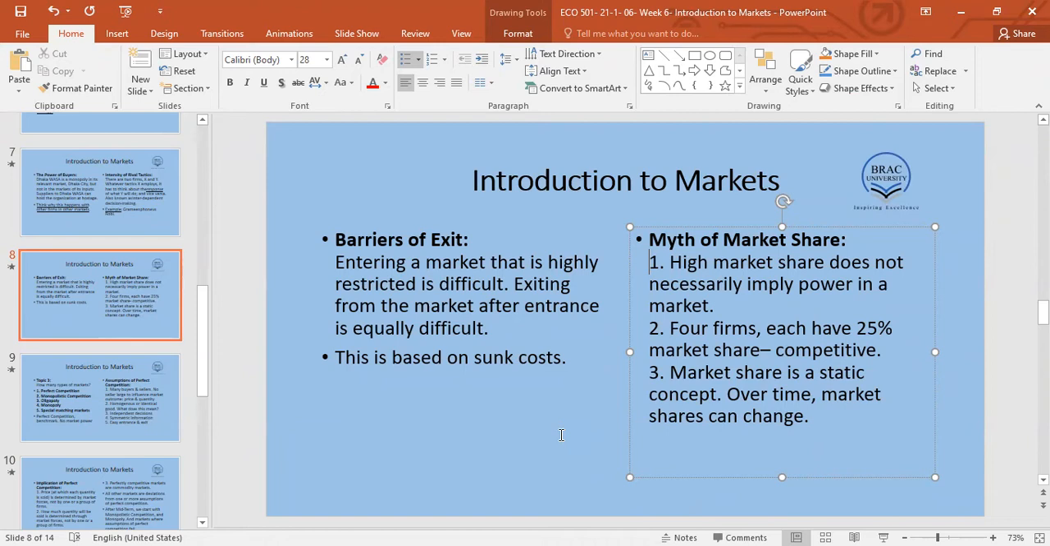For example, we had this fragmented market where we said that there were some big firms. These big firms may control 80% of the total market share, and there will be many small firms. They control only 20% of the market share. So in the small market, we have one type of behavior. In the large market, we have another type of behavior. So market share doesn't necessarily mean that it will be beneficial for us.